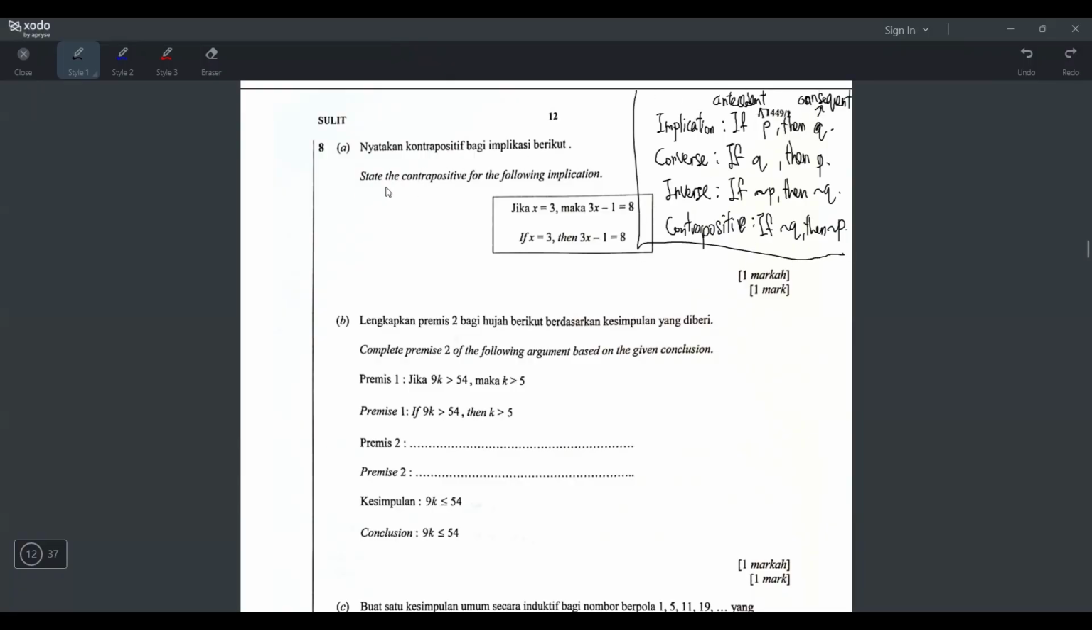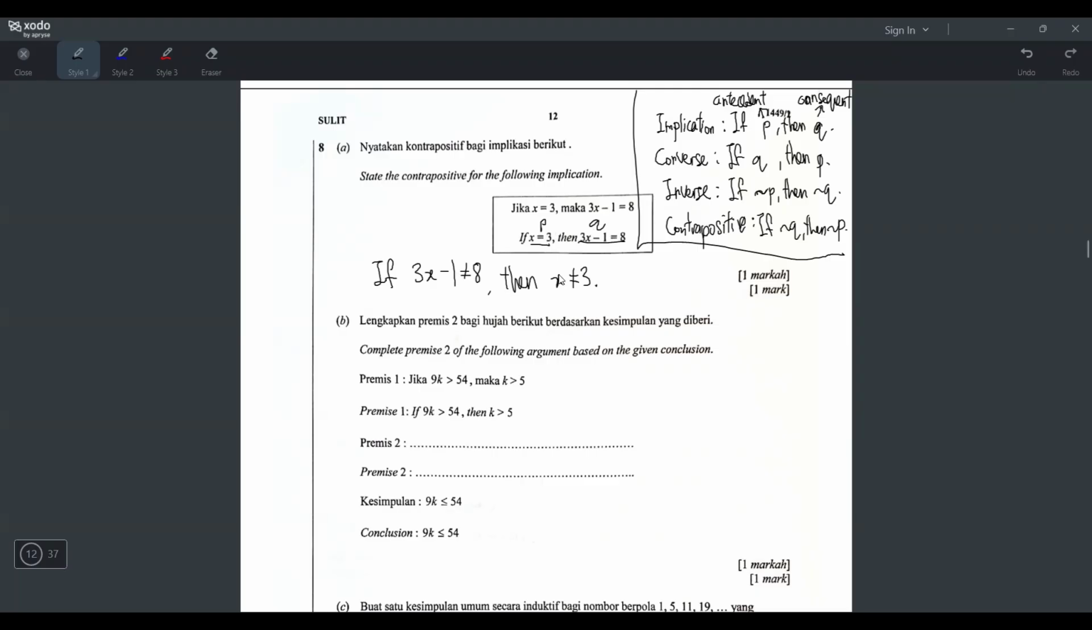So now let's do this question. State the contrapositive. They already give us an implication: if something, then something. So underline this one, write P. Underline this one, write Q. Now write the contrapositive. The format says if not Q, then not P. So I will write Q first, but I have to do negation, so not Q. How to do negation? This is an equation, right? For an equation, if you want to do negation, just change the equal symbol to not equal. And then the x equals 3 also has to do negation, so x not equals to 3 like this.